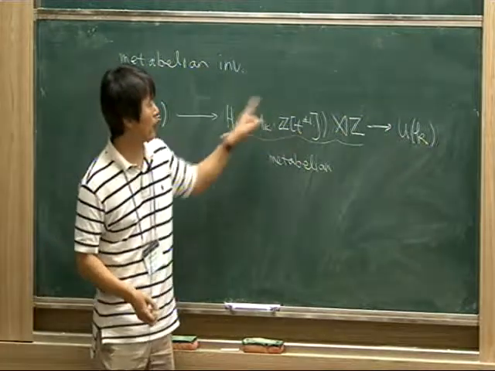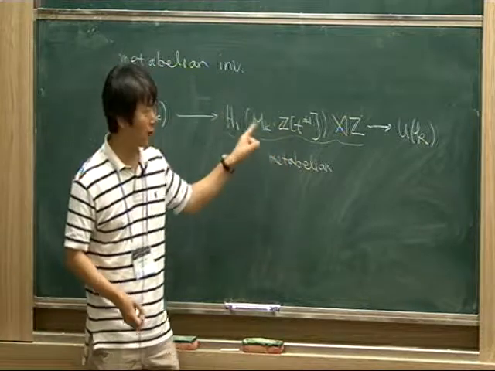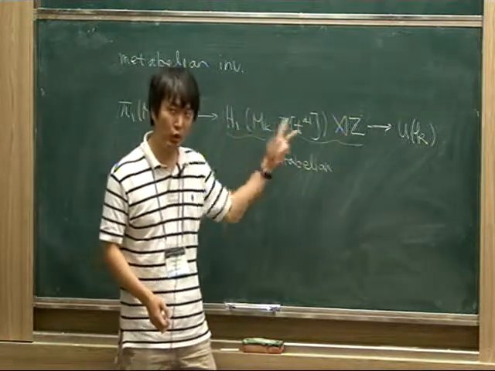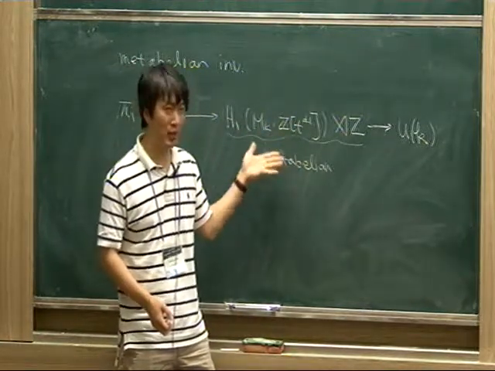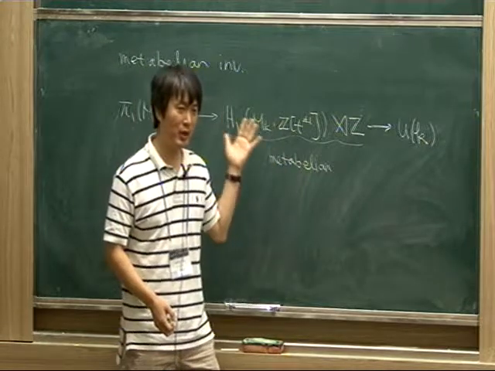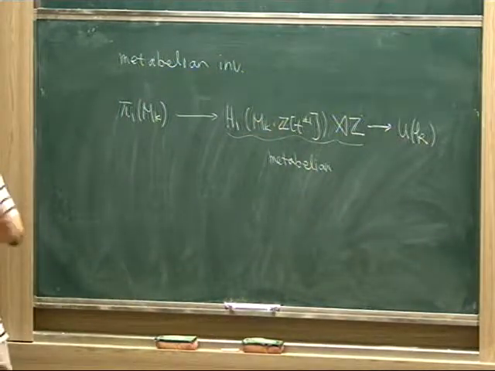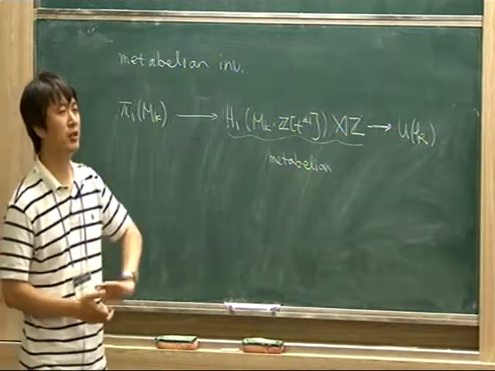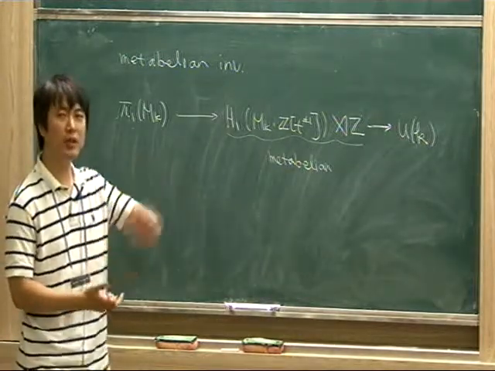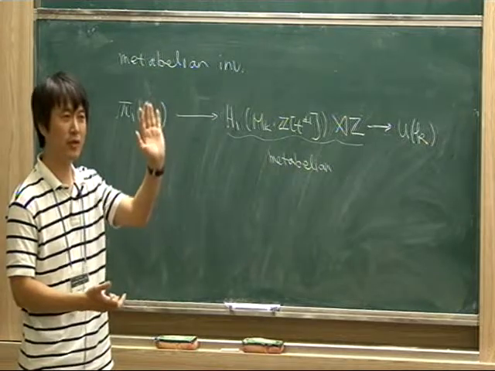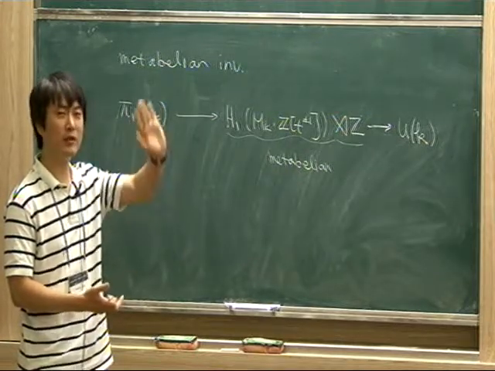And this H1, the first homology group, is an abelian group. So this is a semi-direct product of two abelian groups. So this is a metabelian group. So this is a metabelian invariant. So from the viewpoint of covering spaces, it's like we are looking at abelian covers of abelian covers. So the second level of abelian covers.